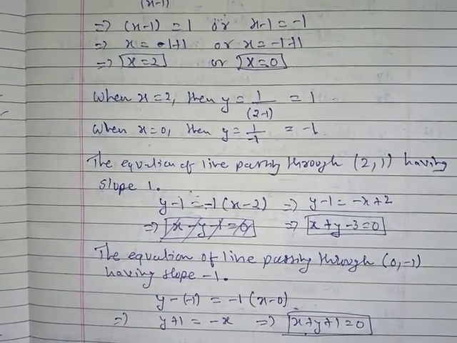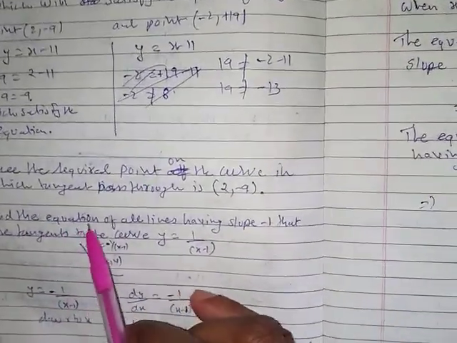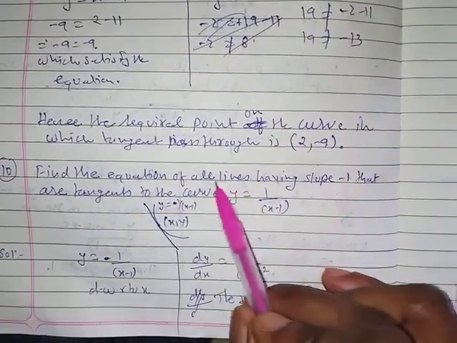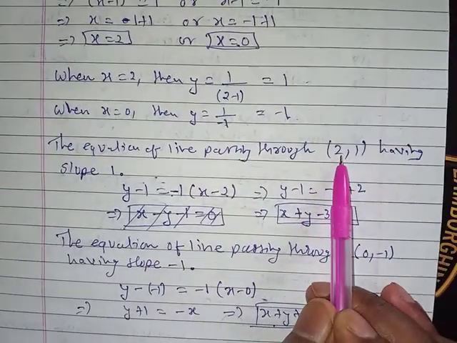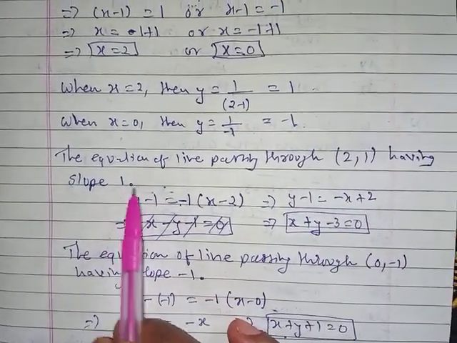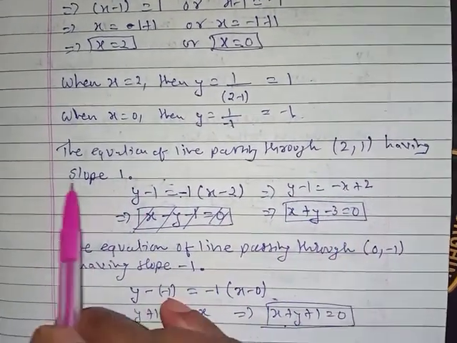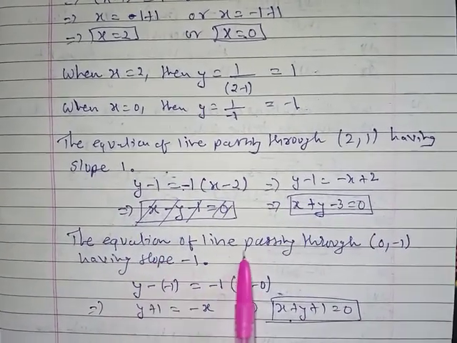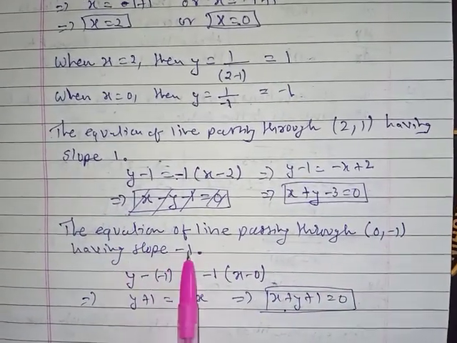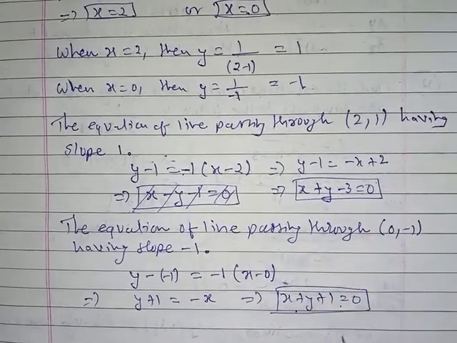So the equations of the lines are to be written. Two equations will be there. The equation of the line passing through 2, 1 having slope 1 is this. You know how to find the equation. Now the equation of the line passing through 0, minus 1 having slope minus 1 is this. So these are the two required equations.